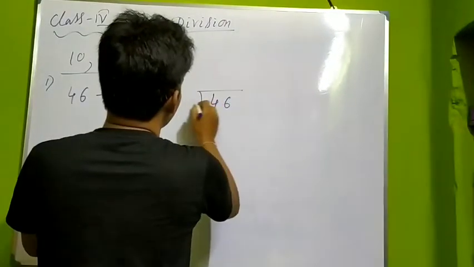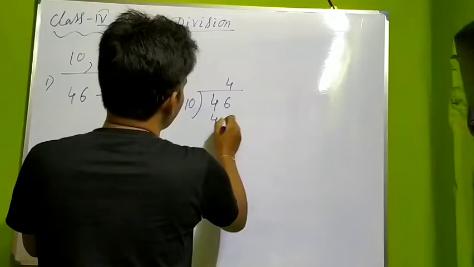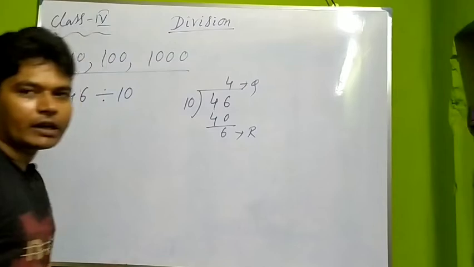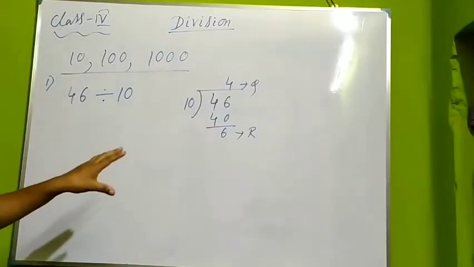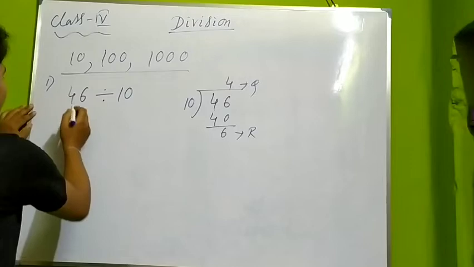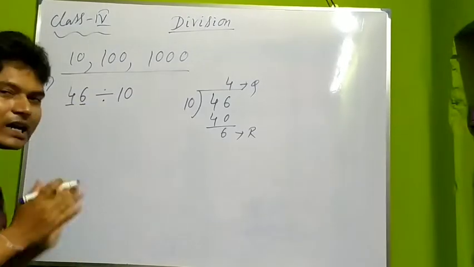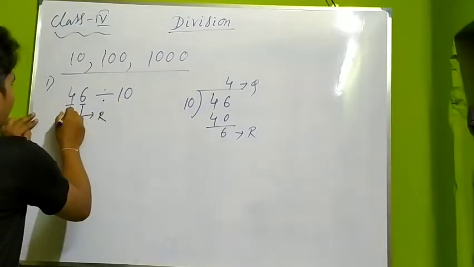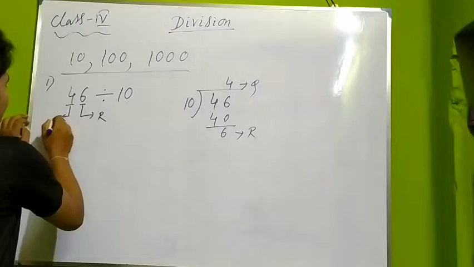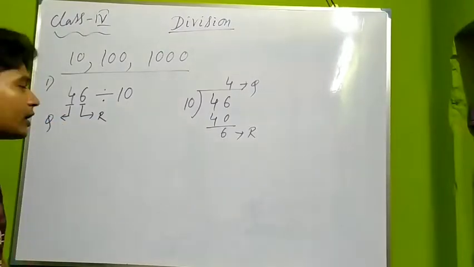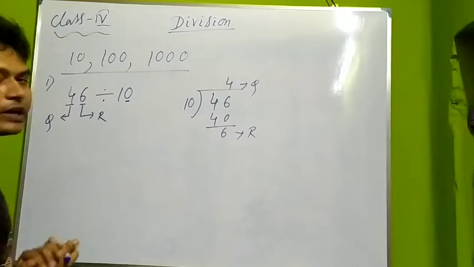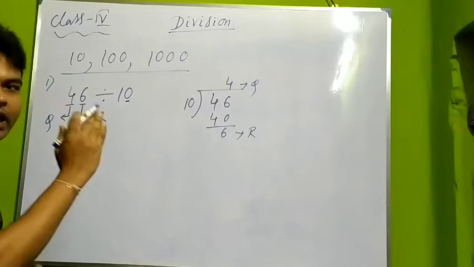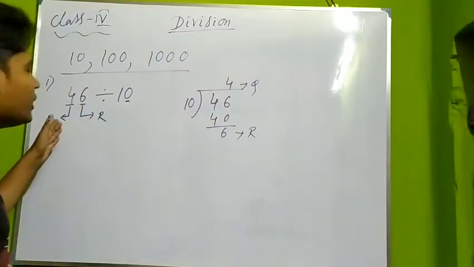46 divided by 10: 4 into 10, 46 is the remainder. So 4 is the quotient and 6 is the remainder. Now we have to apply this in a shortcut way. That means you take the first digit from the right hand side, that will be the remainder, and the other digits indicate the quotient. So here, as many zeros as are present, that number of digits from the right hand side is taken as the remainder, and the rest will be the quotient.